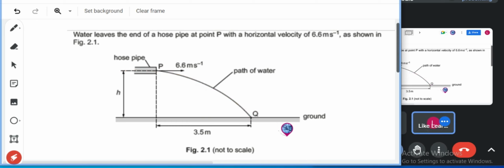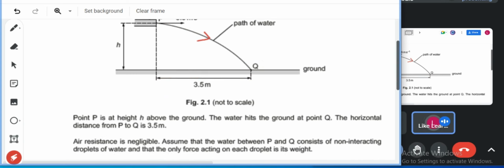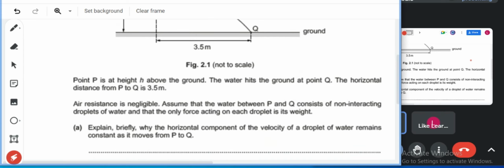So point P is at a height h. The water hits the ground at point Q. The water hits here. This is the trajectory, this curve. Trajectory is the path moved by a projectile. The water hits the ground at a horizontal distance from P of 3.5. So what's the question?